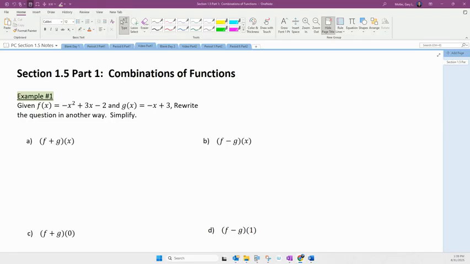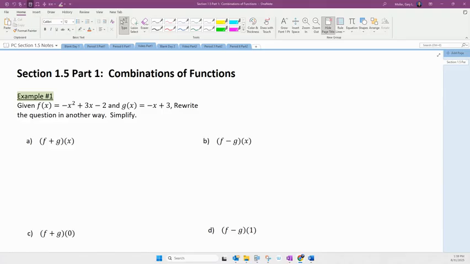Where this is going to get a little bit tricky, and not that tricky, is when we talk about domain. Only on a few. So first of all, we've got 2 functions I gave you. Rewrite the question in another way and simplify. In other words, I'm trying to ask you to figure out what this is really asking. And so there's 2 ways you could see the same question asked.